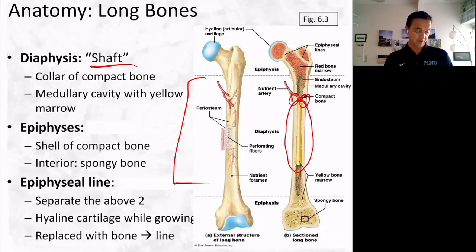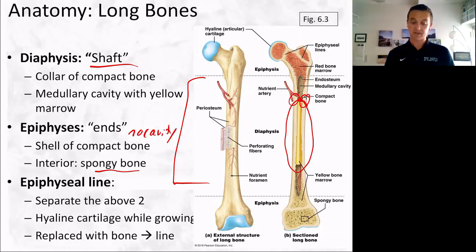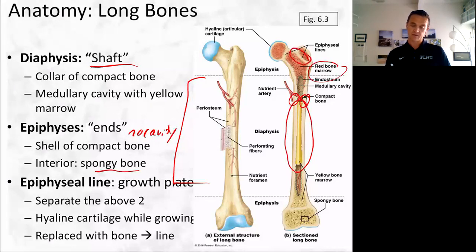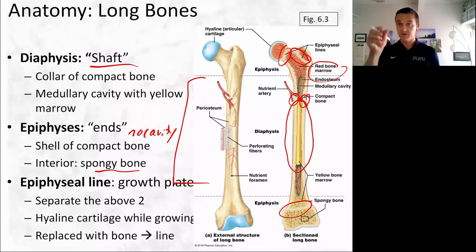And then we have the epiphyses of bone. The epiphyses are the ends. This has a shell of compact bone, and then it has spongy bone in the center. But you can see there's no cavity here. It's solid. That spongy bone typically has red bone marrow in it, not in all bones, but in most long bones. And then we have a feature called the epiphyseal line. We can see one here, here, and here. These are the growth plates. When those growth plates finally stop growing, they turn from cartilage to bone, and you see that hard line of compact bone there.